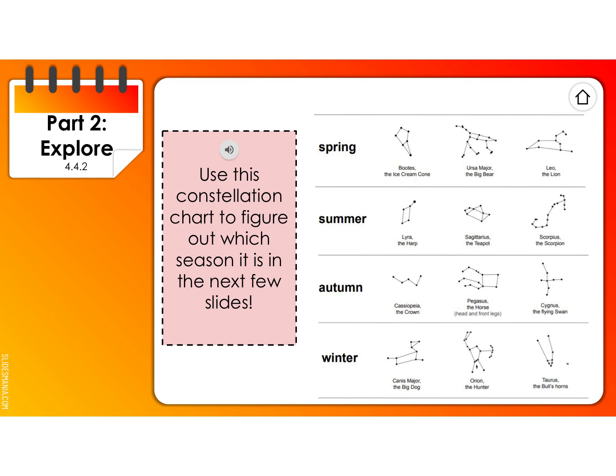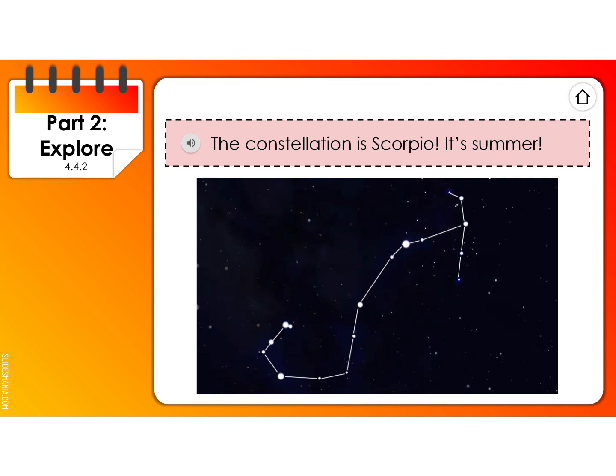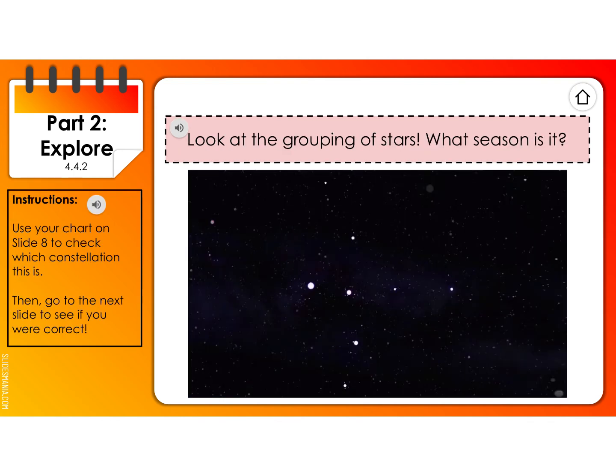So you're going to want to hang on to this, because as you look at your chart here and try to decide, well, what group of stars am I looking at? So what season is it? You're going to look at this grouping of stars, and they've kind of given you extra dots with it. And you might need to, as you're looking at it, switch back. And the slide after it will tell you what it was. All right, and there's another set. So go back, flip back a couple of slides, look at the chart, and see if you can figure out what constellation you're looking at and what season it is.